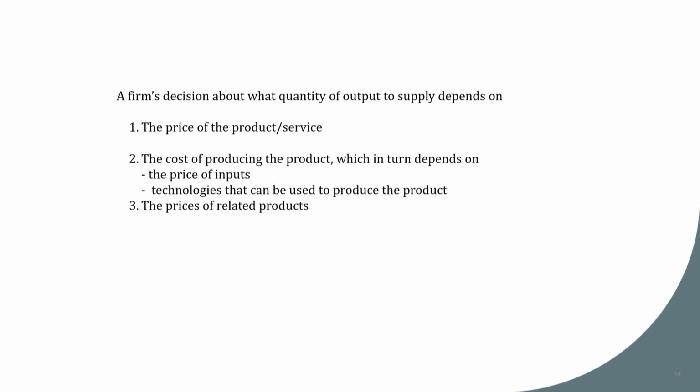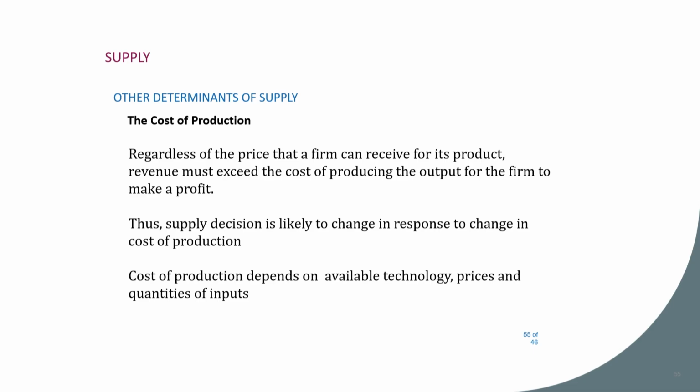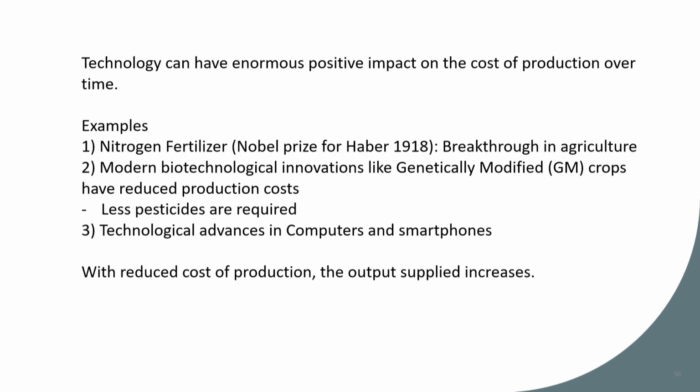Similarly, a firm's decision about the quantity of output to supply depends on price, the cost of producing the product, and the prices of related products. I'll try to be brief here. Regardless of the price that a firm can receive for its product, revenue must exceed the cost of producing the output for the firm to make a profit. So the supply decision is likely to change in response to a change in the cost of production.